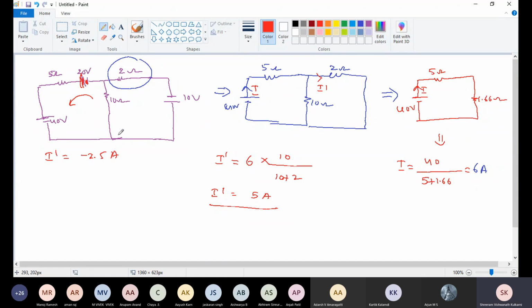If I consider 10 volt, I triple dash, I will get 1.88 ampere. Here the total current I equals I dash plus I double dash plus I triple dash. By the superposition theorem, I add all this: 5 minus 2.5 plus 1.88. The total current will be 4.38.